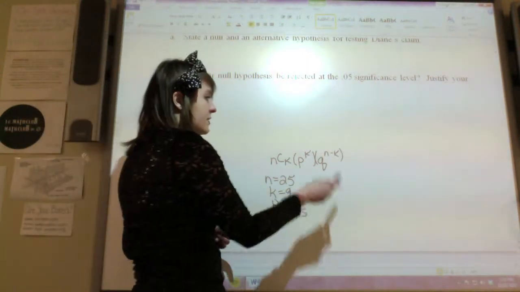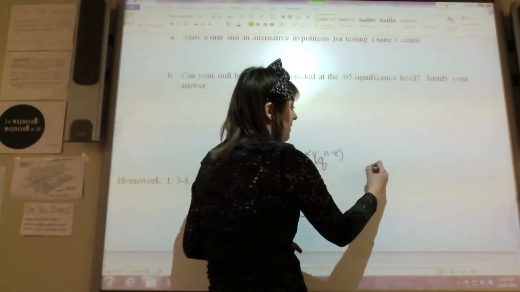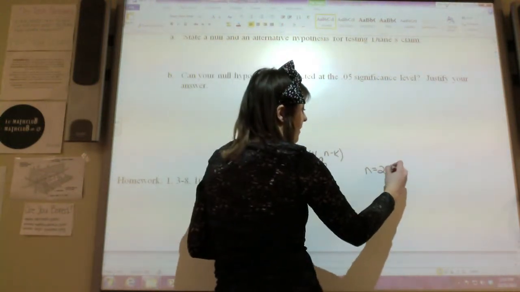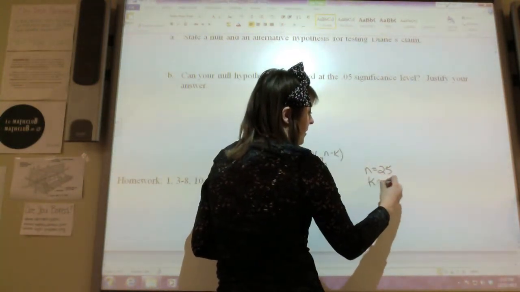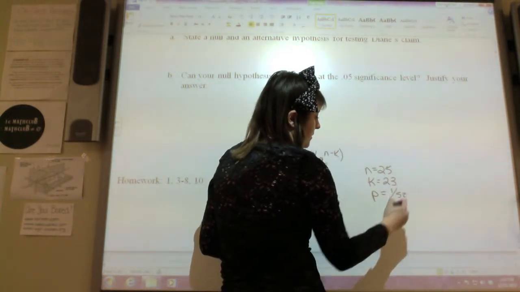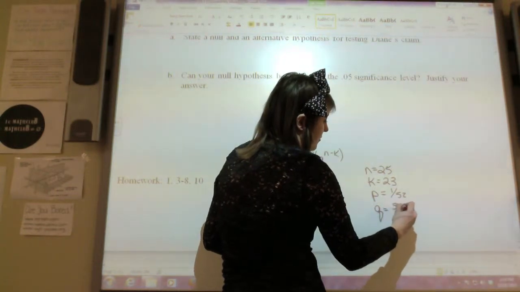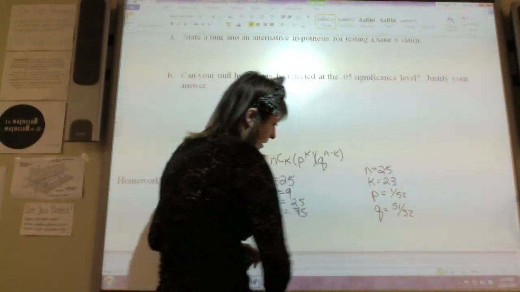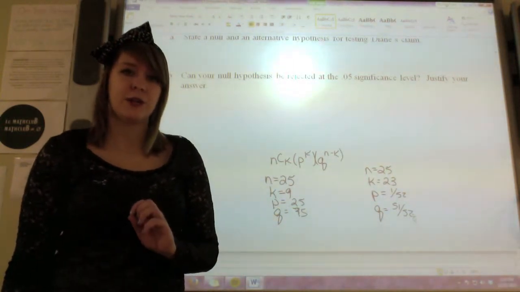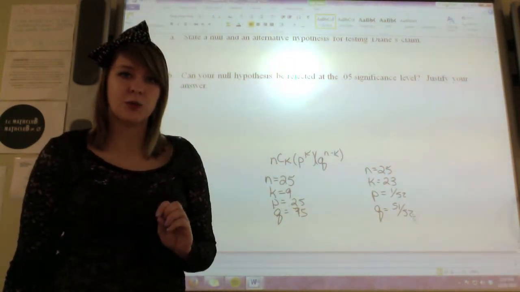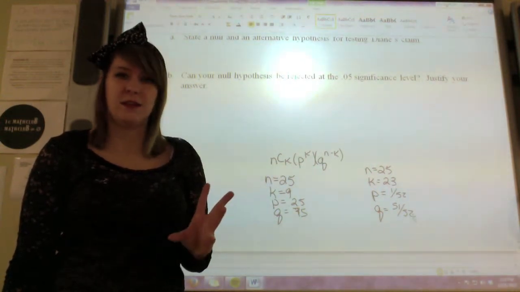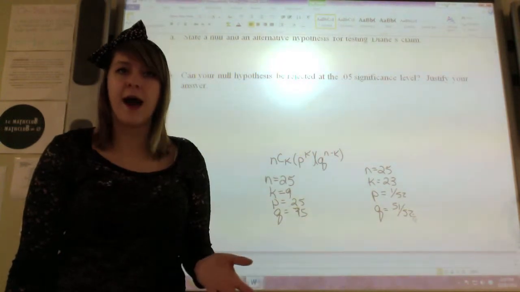So again, using this formula, my n value, let's see, I'm guessing it 23 out of 25 times. So n would be 25, my k value would be 23, my p value would be 1 over 52, and my q value would be 51 over 52. So just take a second to calculate out the odds of her actually getting 23 out of 25 of the actual card correct. It's basically unbelievable that that would ever happen.